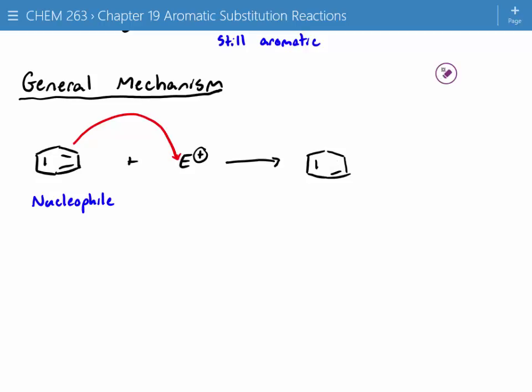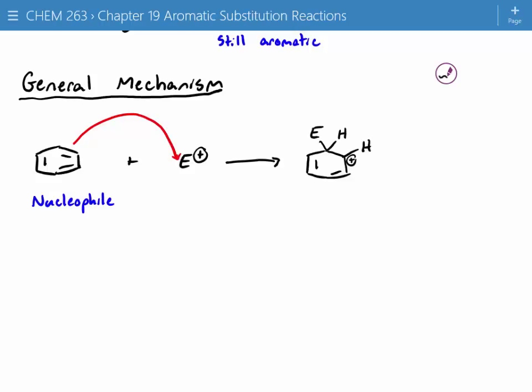I'm going to draw in these couple of hydrogens here just to emphasize where the positive charge is. Now we've got a positive charge on the carbon that's adjacent. This shouldn't be ethyl, that should just be E. So we've got a positive charge on the carbon that's adjacent to the carbon where the electrophile added in, because if we look at benzene, there's only one hydrogen on each of those carbons.